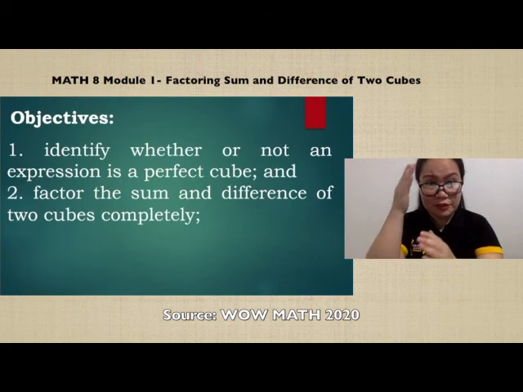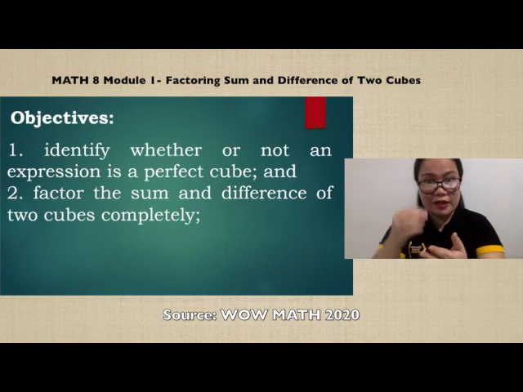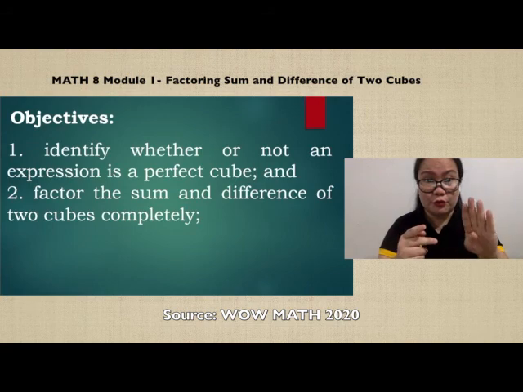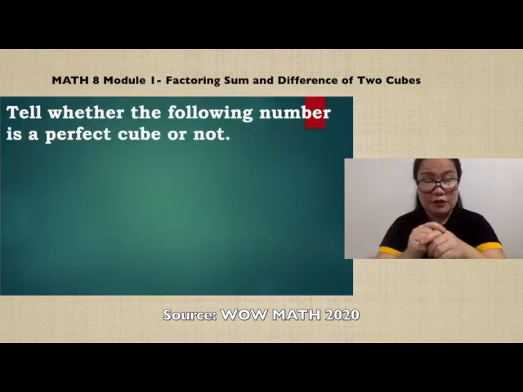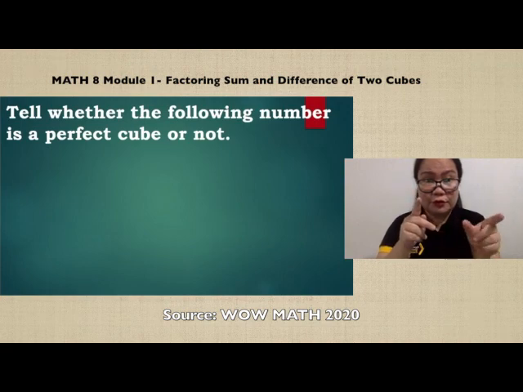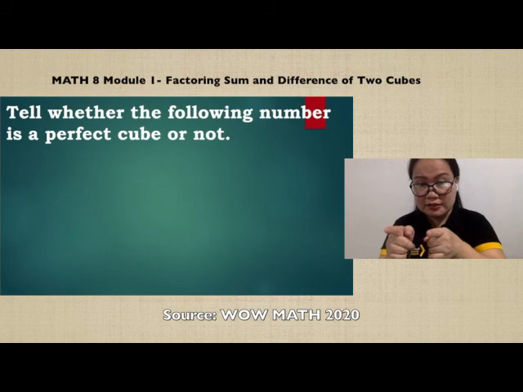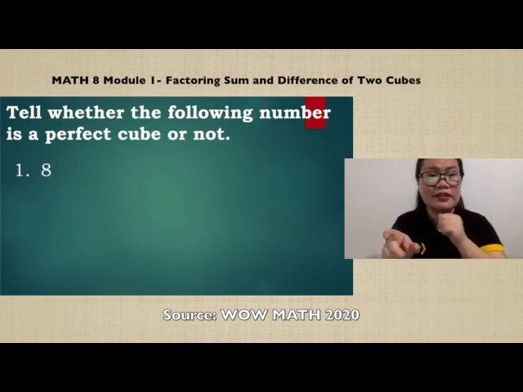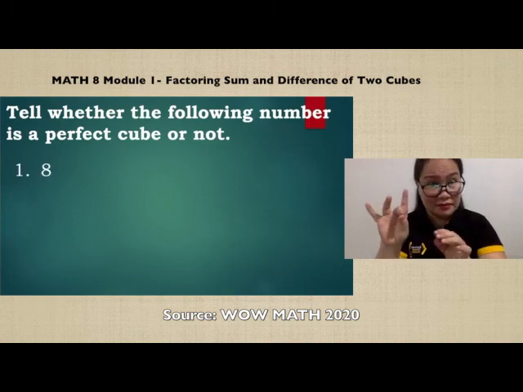In this video, we will identify whether or not an expression is a perfect cube, and we will factor the sum and difference of two cubes completely. So first, let us tell whether the following number is a perfect cube or not. Sasabihin natin kung ito bang mga numbers na to ay perfect cube o hindi. Okay, let's start. So 8, is it a perfect cube or not?